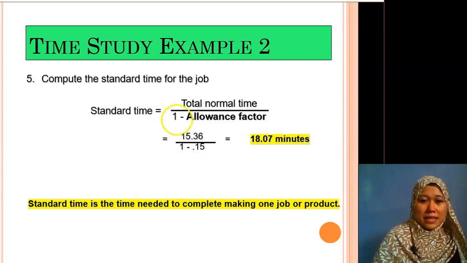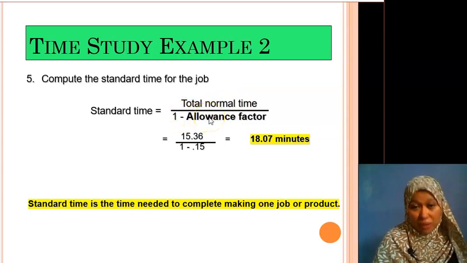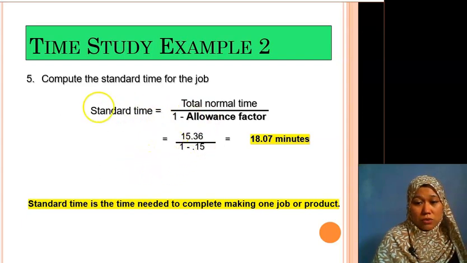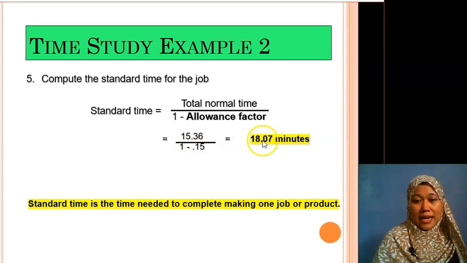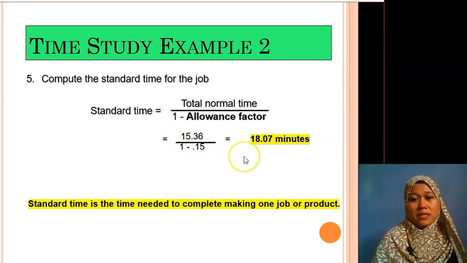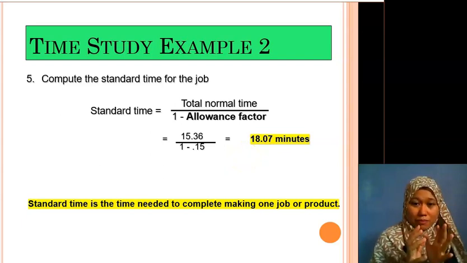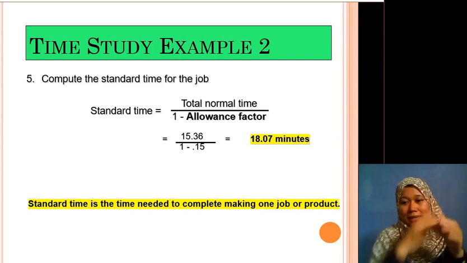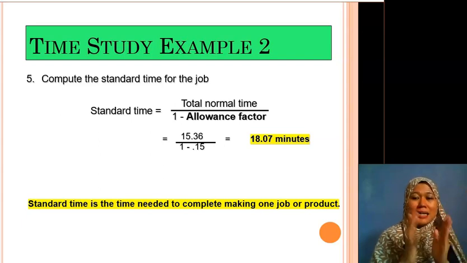Remember the formula: standard time is the total normal time divided by one minus the allowance factor. In the question they give us 15%, so we convert it into decimal, 0.15. So 15.36 is the total normal time, divided by 1 minus 0.15, and we get 18.07 minutes. What does 18.07 minutes mean? It means that the standard time to complete the whole cycle of the process, in which tasks A, B, and C are included, is 18.07 minutes.